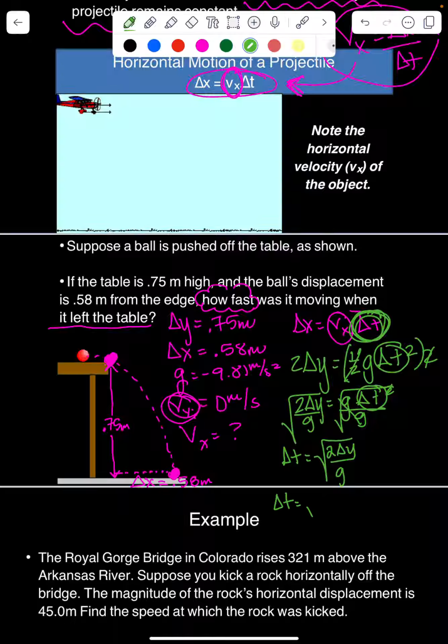So that means that we have 2 times 0.75 divided by 9.81. Remember that we cannot put a negative under a radical. So we plug that into our calculator. We should get 0.391 seconds. Now that's not our answer. That's just going to help us get our answer. So we can plug that back into that original equation.